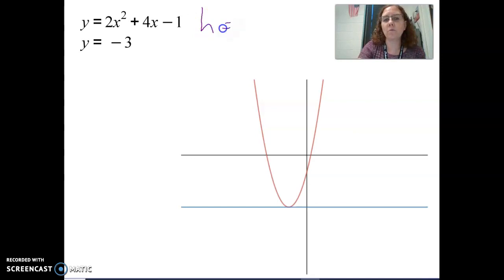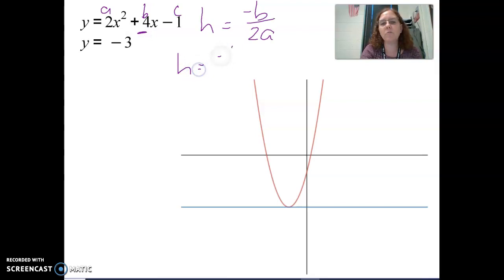So if you don't remember, write this on your paper. h equals negative b over 2a. Okay, and remember a, b, and c, just like when we were factoring. There's a, there's b, there's c. So if I substitute into this, b, you can see here is 4. So in my formula, I'm going to put negative 4 because it's the opposite of b. And then in the denominator, 2a, and a in this case is 2. That's the coefficient on the x squared. 2 times 2 is 4. Negative 4 over positive 4, negative 1.